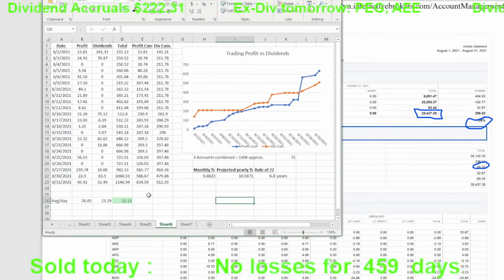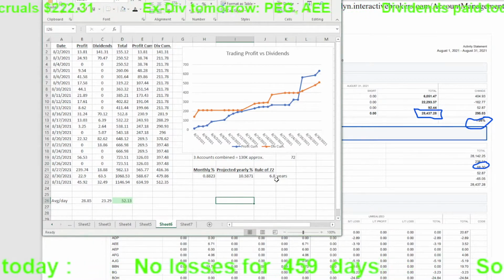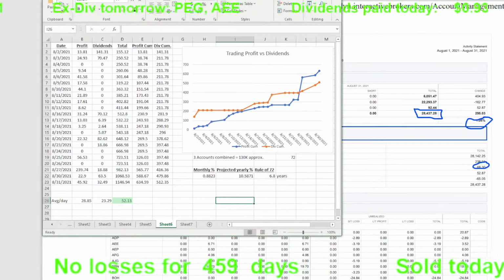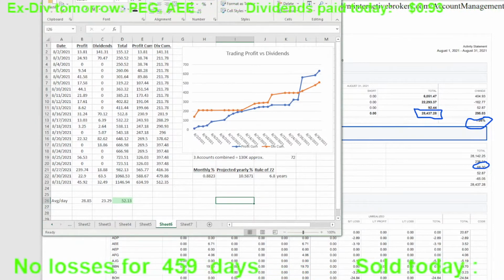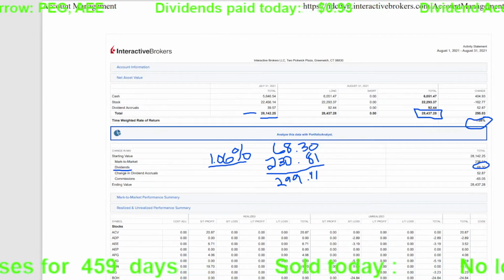So you can see 0.8823%, and you can see how many years it would take to double your money. So the rule of 72, everybody knows about that. If you have any questions, just give me a shout. Okay, so now what we're going to do is we're going to look at from the start of the year.